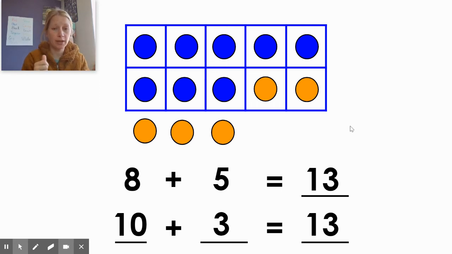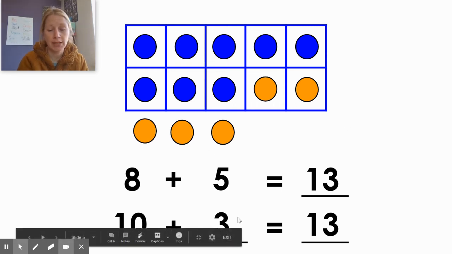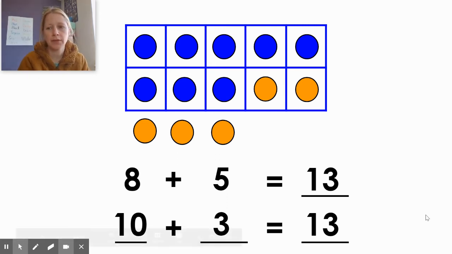But if I wanted to do it quicker, I could go ahead and say, well, I know that if I add 2 more to my 8 that I take from my 5, that makes 10, and then I'll have 3 more left over. So 10 plus 3 equals 13, right? I have the same answer. I have the same value. I just did it a little bit differently.